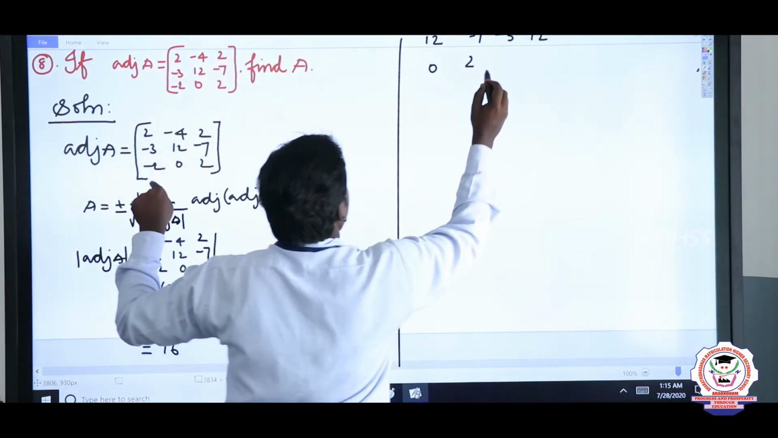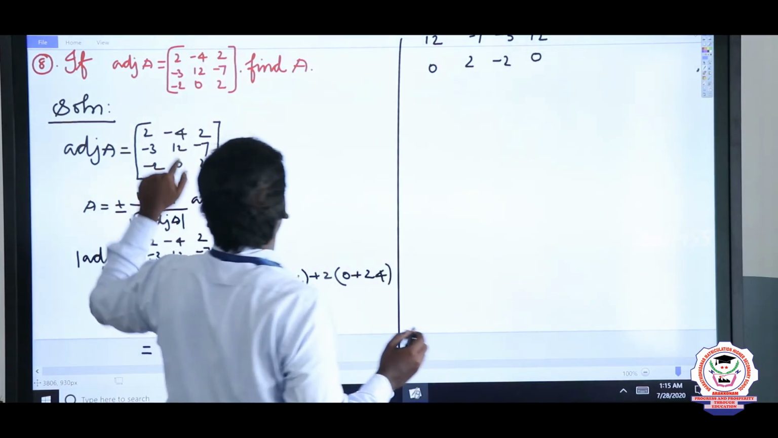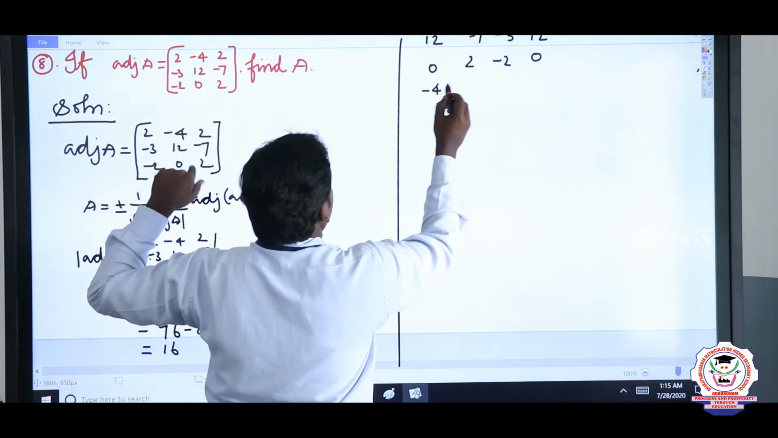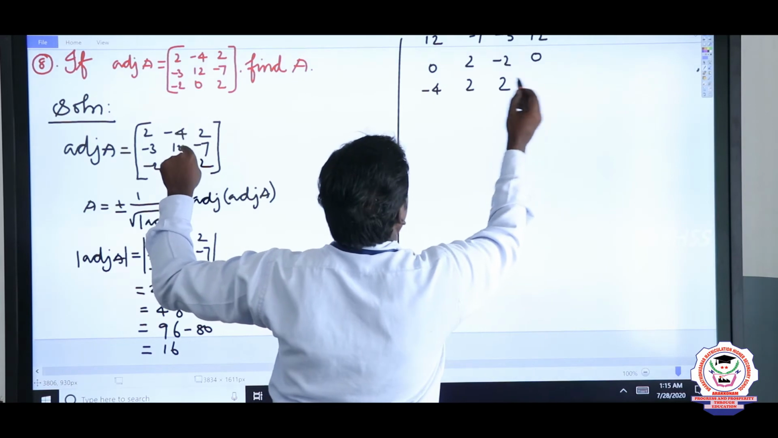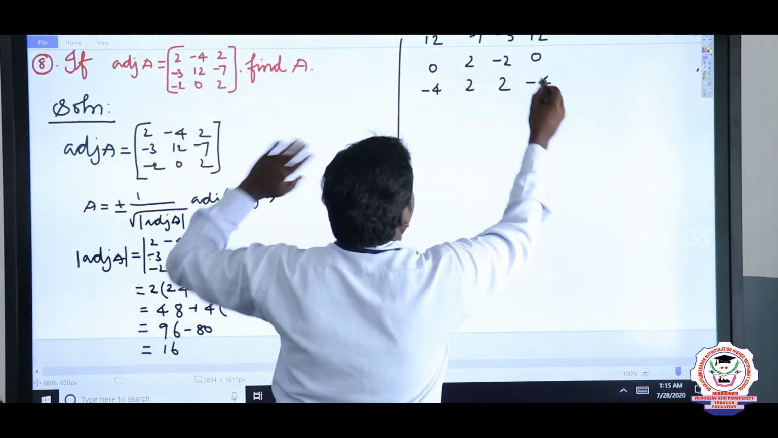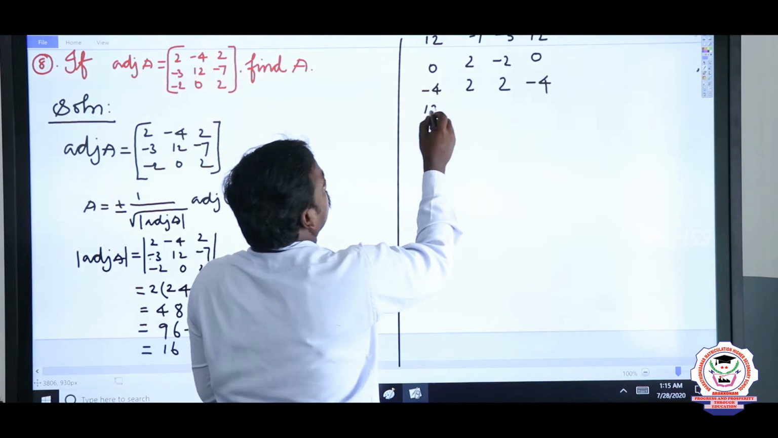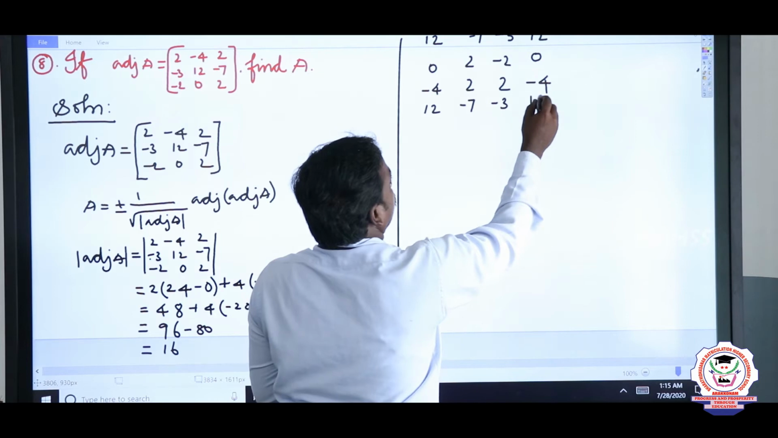2, minus 2, again starting element 0. So, from the first row minus 4, second element is minus 4, 2 plus 2, again starting element minus 4. Once again repeat the first row. First row is what? 12 minus 7 minus 3 plus 12.